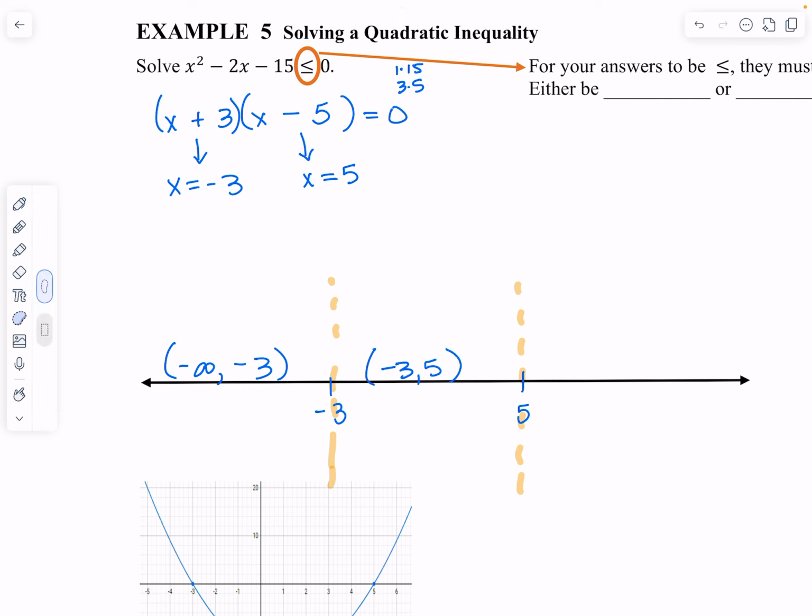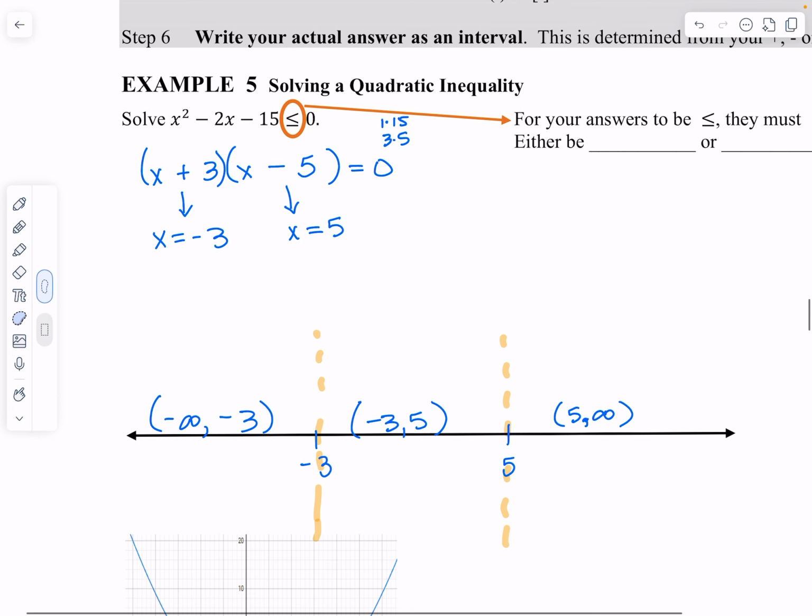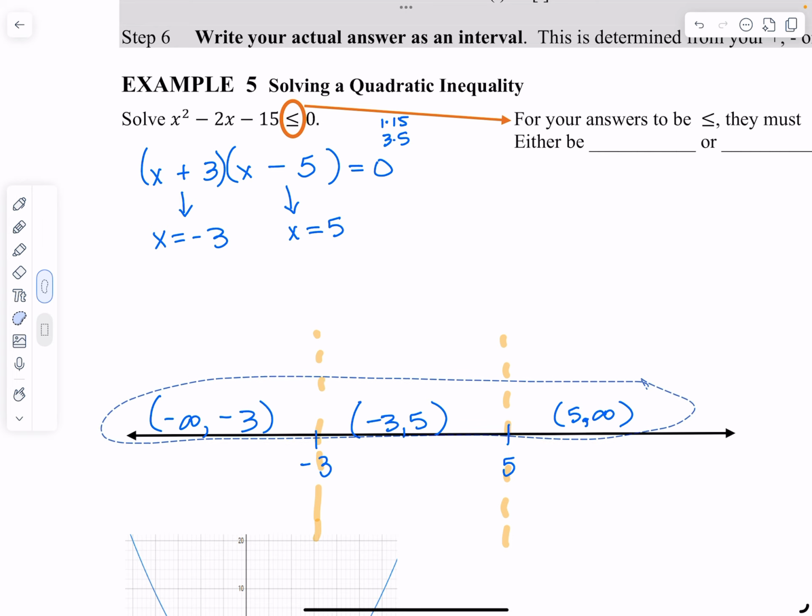And then the last part, we're going to go from 5 to forever. So that's going to be from 5 to infinity. And again, I put parentheses around those. So the answer to this inequality is going to be one or more of these interval notations. Okay? So this right here is going to be your answer in some way, shape, or form.